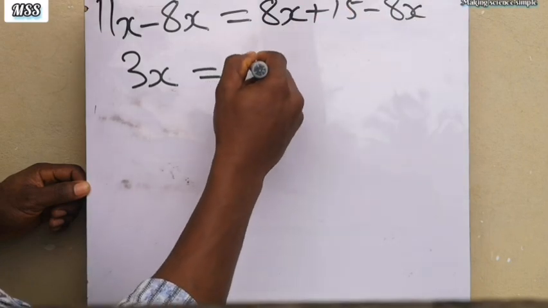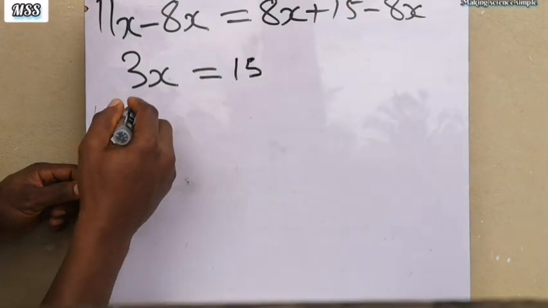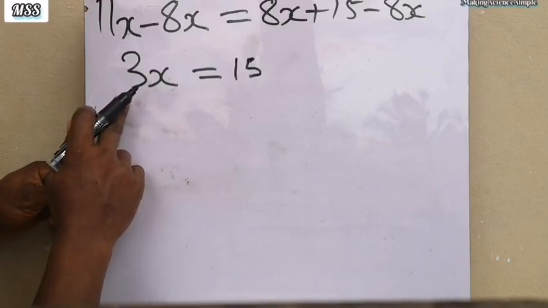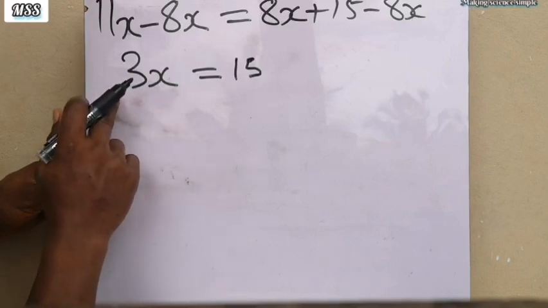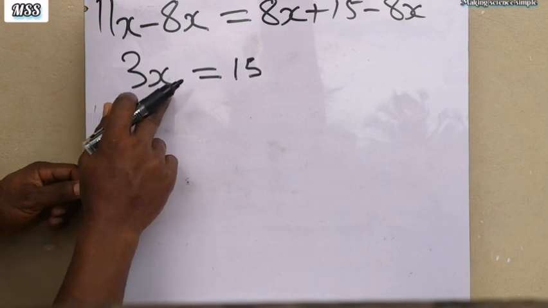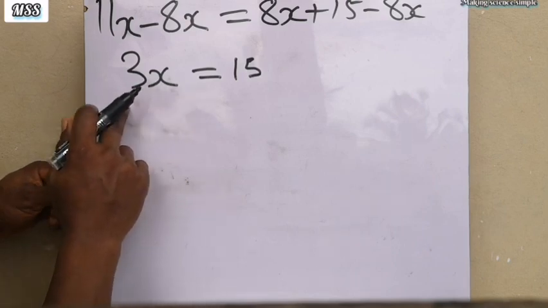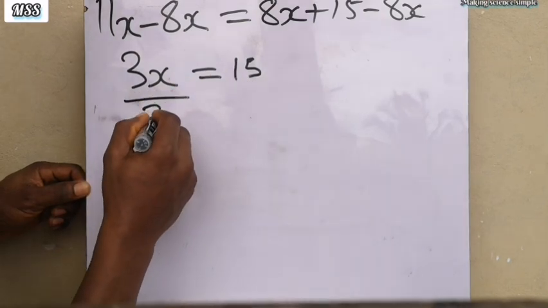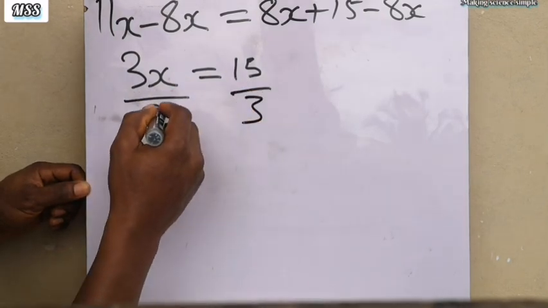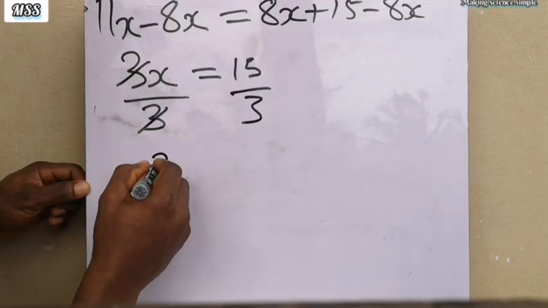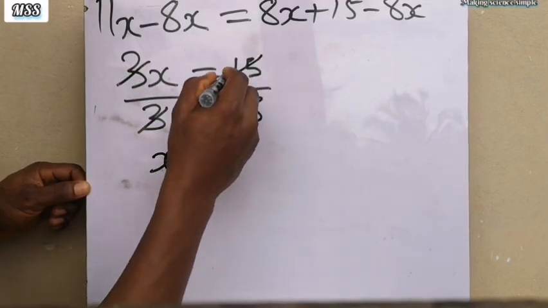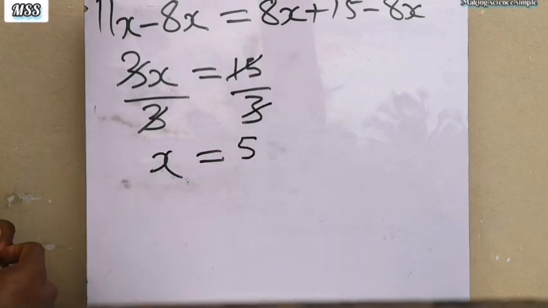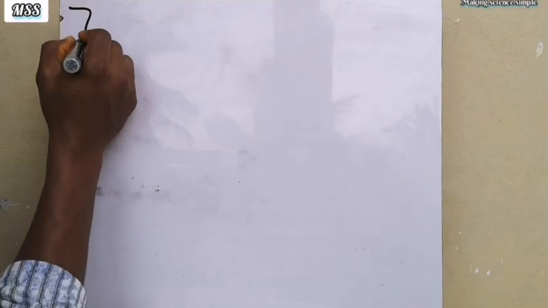we now have 15. Okay, now in this place we have 3 multiplying x. Now we'll remove this 3 that is multiplying x by dividing this side by 3 and also this side by 3. So let's divide by 3, 3. So 3 here, and x is equal to 15 divided by 3, only 5. So that is that. Okay.